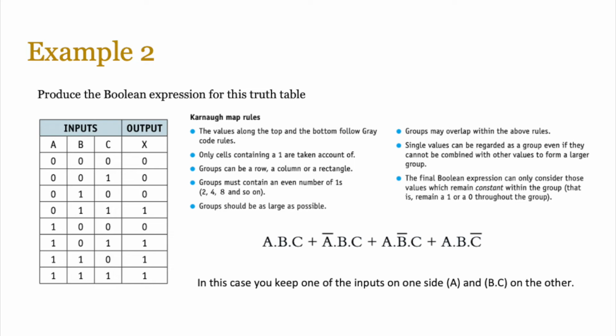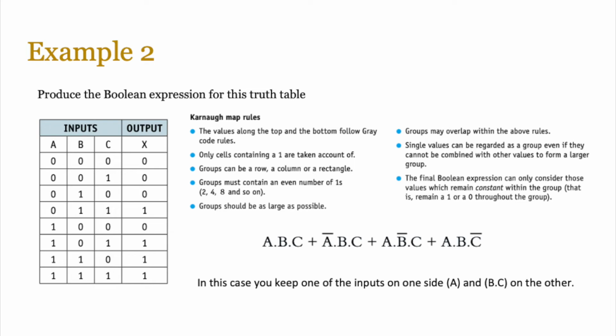So there are 4 ones in the truth table, and hence there are 4 parts in the expression. Now you need to create a K-map. And how do you do a 3-input K-map? Well, you can take one of the inputs like A to the side, and the other will be B and C. So you can split it that way.